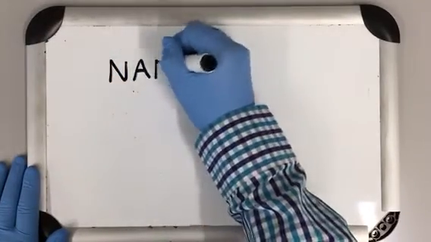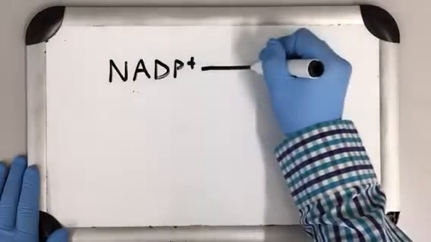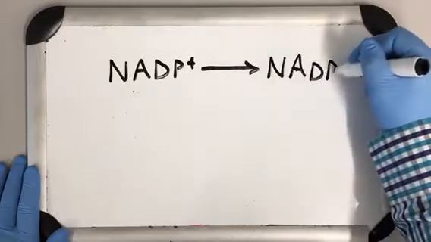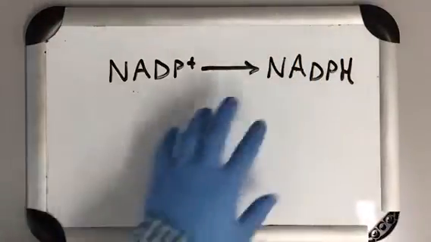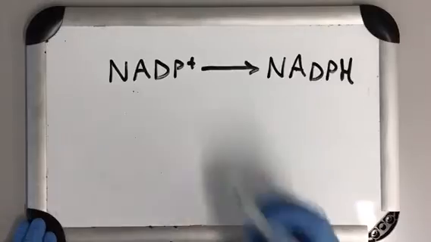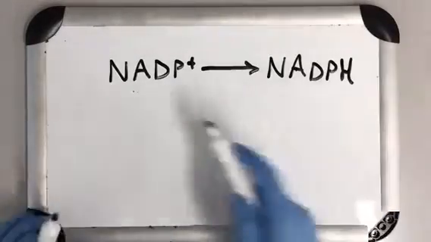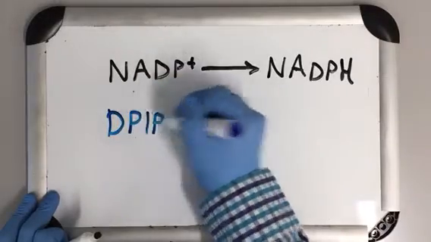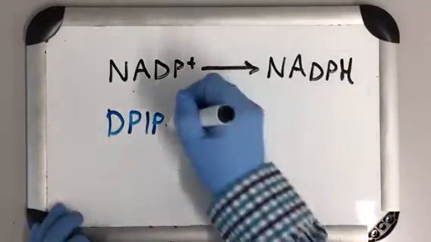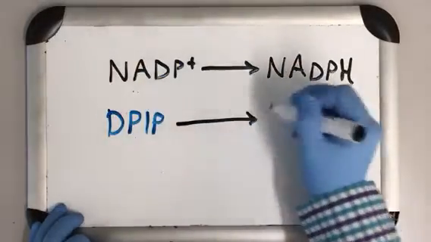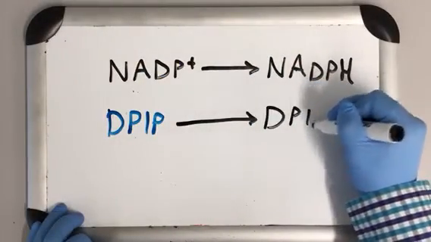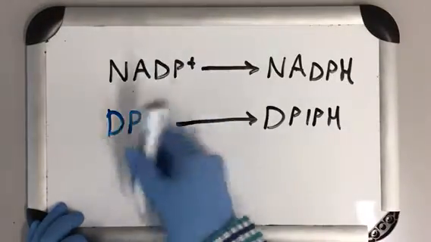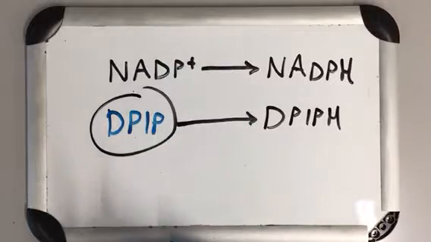this oxidation reaction happens. Or actually, this reduction reaction, because it gains that electron and gets rid of that plus because the negative comes in. Okay, so in this reaction, we mimicked this reaction with a chemical called DPIP. And as this reaction occurred, DPIP actually would become colorless DPIP-H.